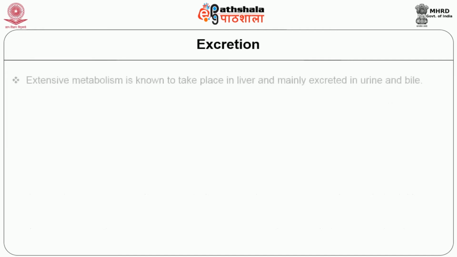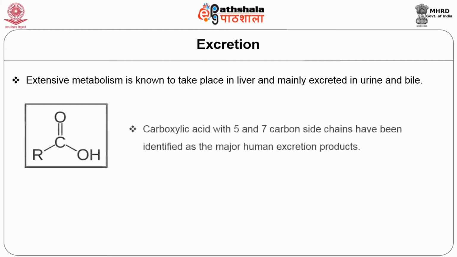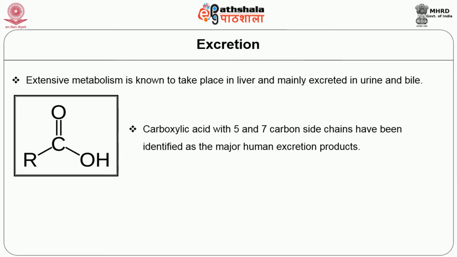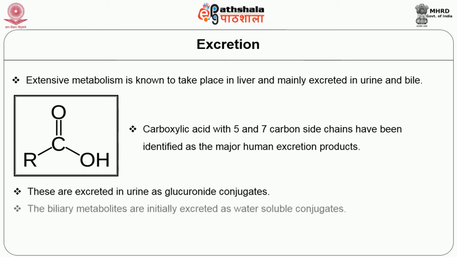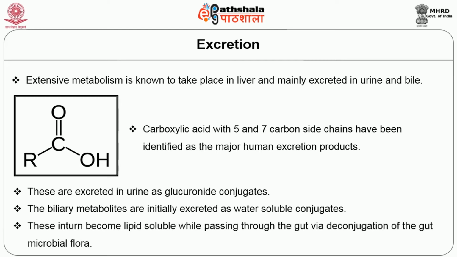We will see how vitamin K is excreted. Extensive metabolism is known to take place in the liver and it is mainly excreted in urine and bile. Carboxylic acids with 5 and 7 carbon side chains have been identified as the major human excretion products. These are excreted in urine as glucuronide conjugates. The biliary metabolites are initially excreted as water-soluble conjugates. These in turn become lipid soluble while passing through the gut via deconjugation by the gut microbial flora.